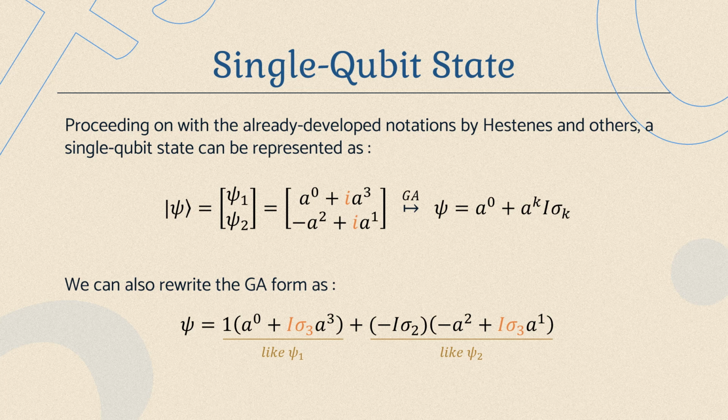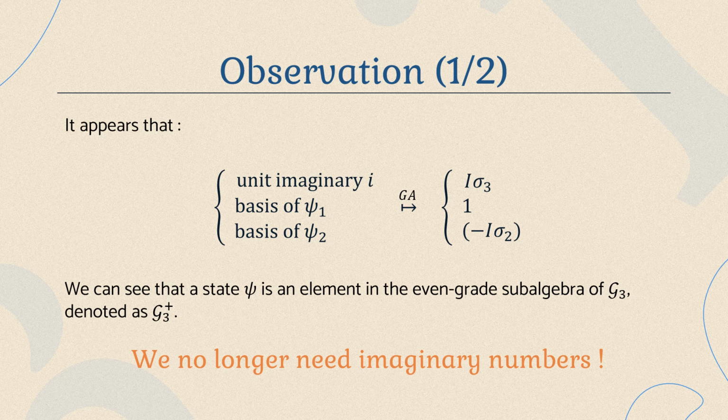We can also rewrite the geometric algebra form as psi equals 1 times a0 plus I sigma 3 a3, plus negative I sigma 2 times negative a2 plus I sigma 3 a1. We can see that the former part is just like this psi 1, and the latter part is similar to the psi 2 shown above. One can see that the unit imaginary number i has its geometric algebra equivalence of I sigma 3. The basis of psi 1 will be 1, and the basis of psi 2 will be negative I sigma 2. We can also see that the state psi is an element in the even grade subalgebra of G3, denoted as G3+. Moreover, we no longer need imaginary numbers in our formulation of quantum mechanics.